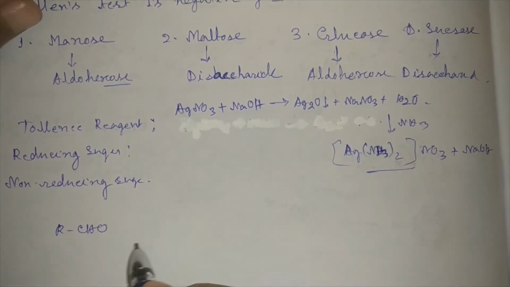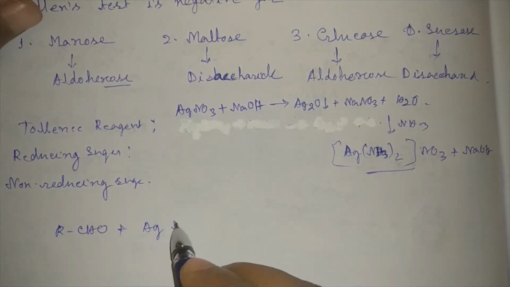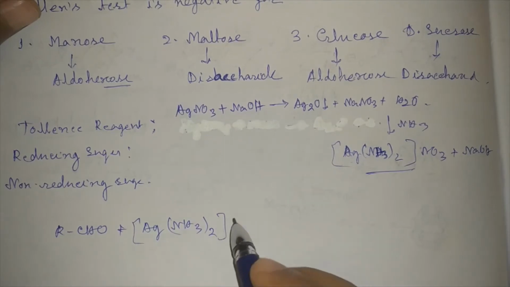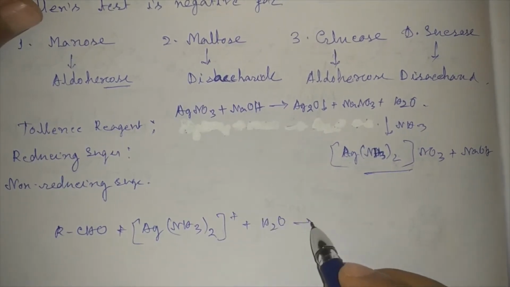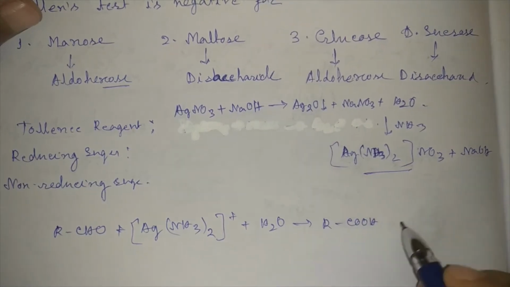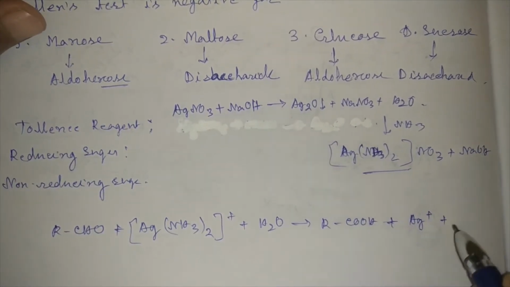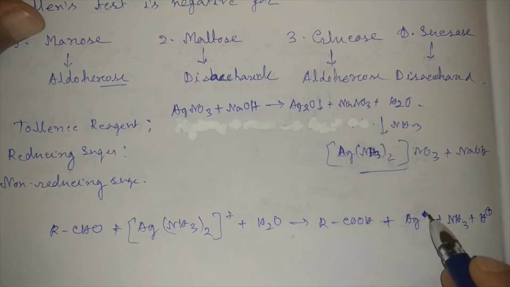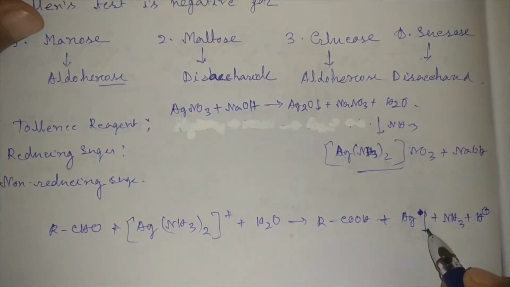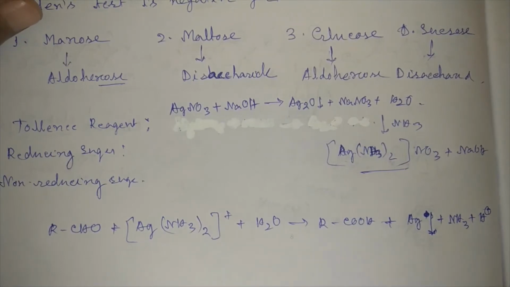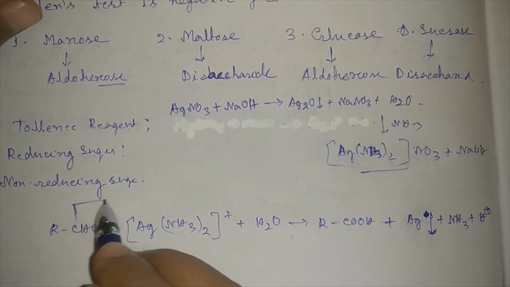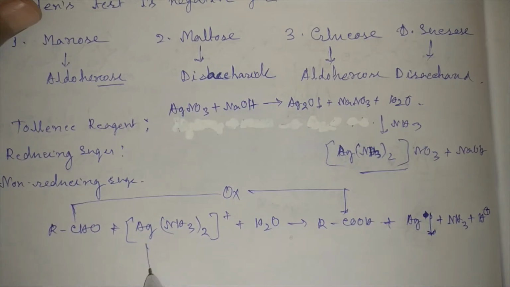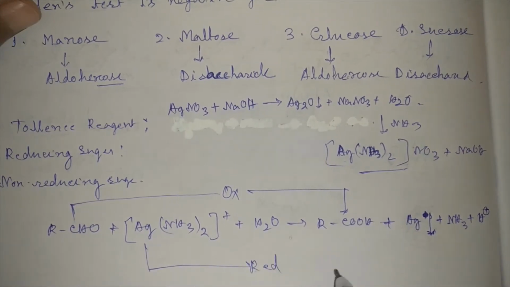RCHO plus Ag(NH3)2 plus H2O, it will be RCOOH plus Ag plus NH3 plus H plus, Ag. It will be metallic Ag and we will get gray precipitate in this reaction. So here RCHO will be oxidized to this carboxylic acid, and Ag plus will be reduced to silver.